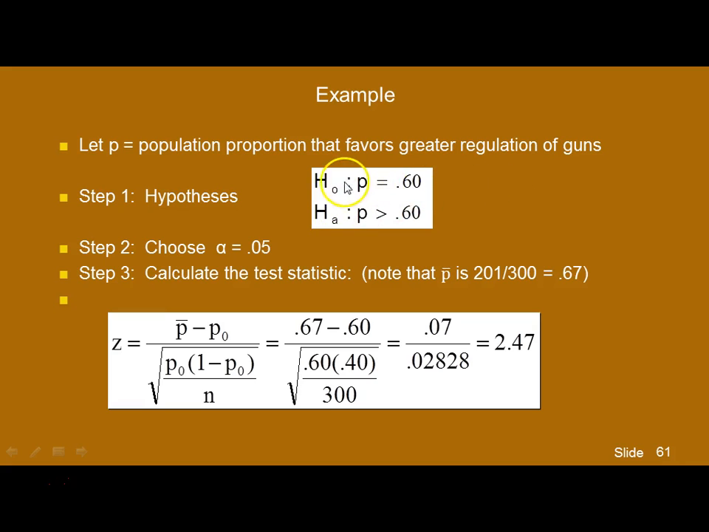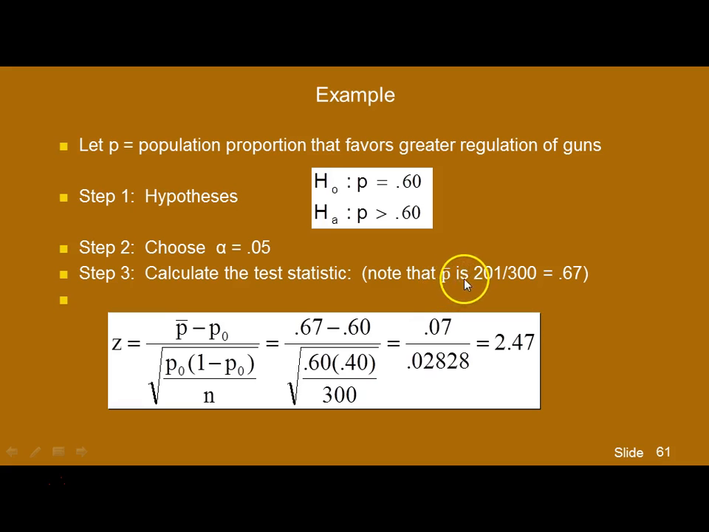The null is simply going to say, is the proportion what it was in 2010? That is, is it still 0.6? Or has it increased above that 0.6 in recent years? So again, we have a one-sided right-tailed test. Let alpha be 5%.